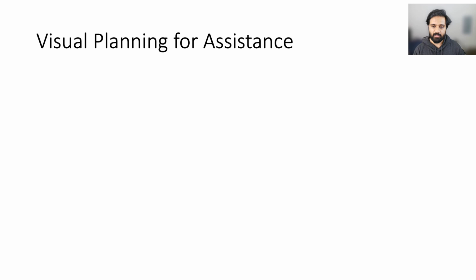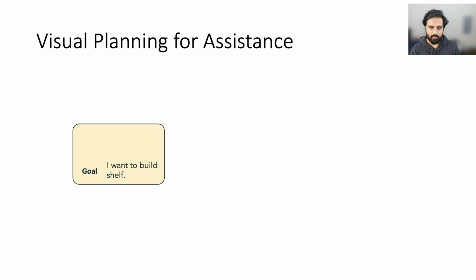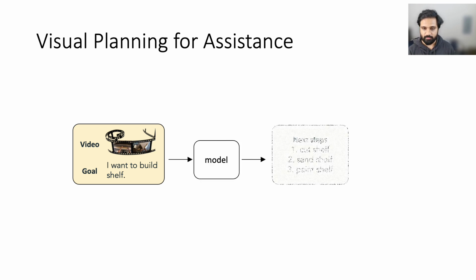In this work, we take a step towards building such an agent. We introduce the task of visual planning for assistants, where given a natural language goal like building a shelf and an untrimmed video history depicting the visual history, the model needs to output the subsequent steps required to achieve the goal.